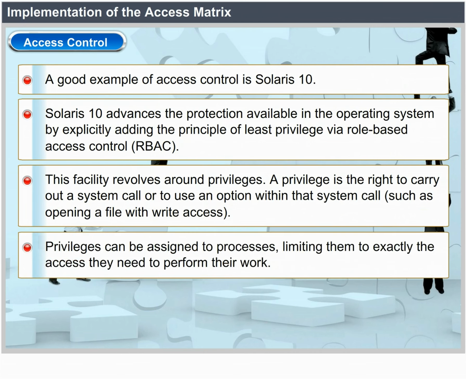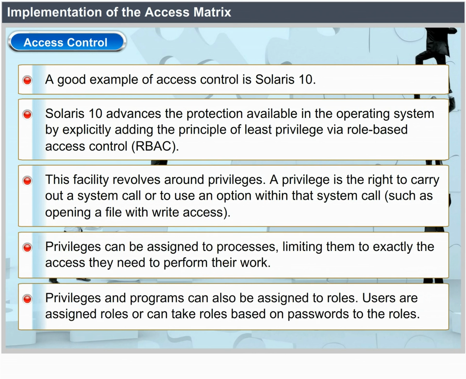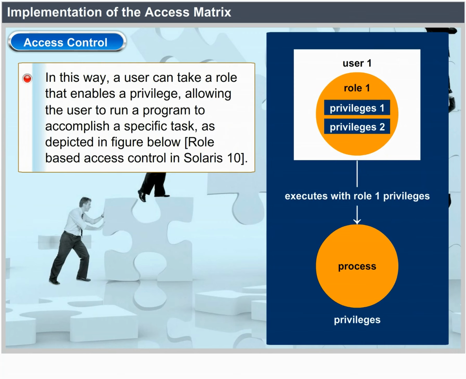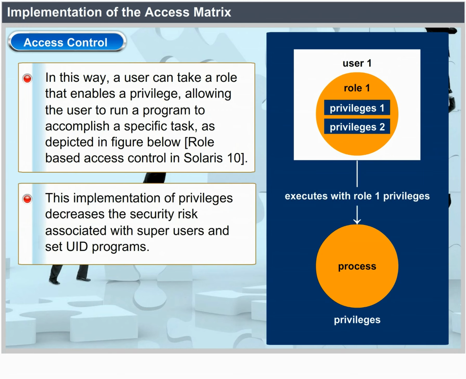Privileges can be assigned to processes, limiting them to exactly the access they need to perform their work. Privileges and programs can also be assigned to roles. Users are assigned roles or can take roles based on passwords to the roles. In this way, a user can take a role that enables a privilege, allowing the user to run a program to accomplish a specific task, as depicted in the figure below. Role-based access control in Solaris 10. This implementation of privileges decreases the security risk associated with superusers and setuid programs.